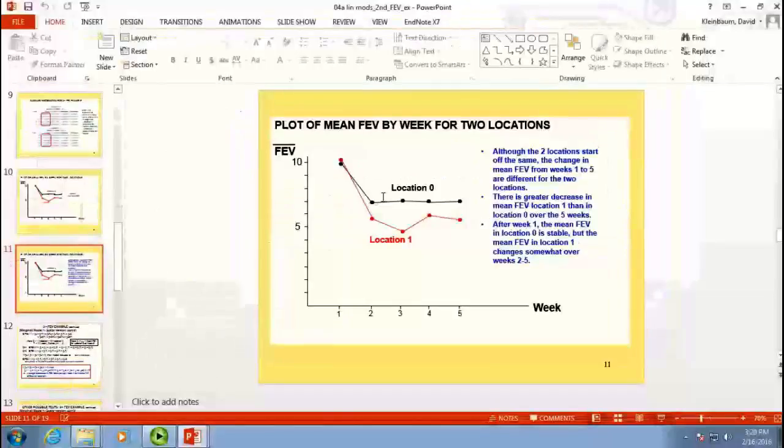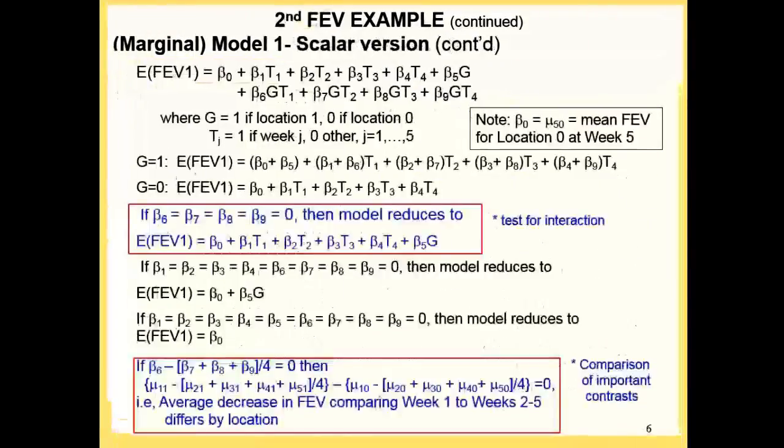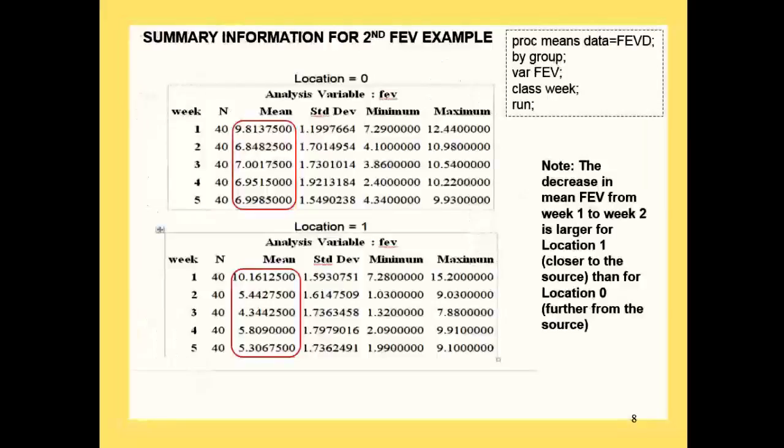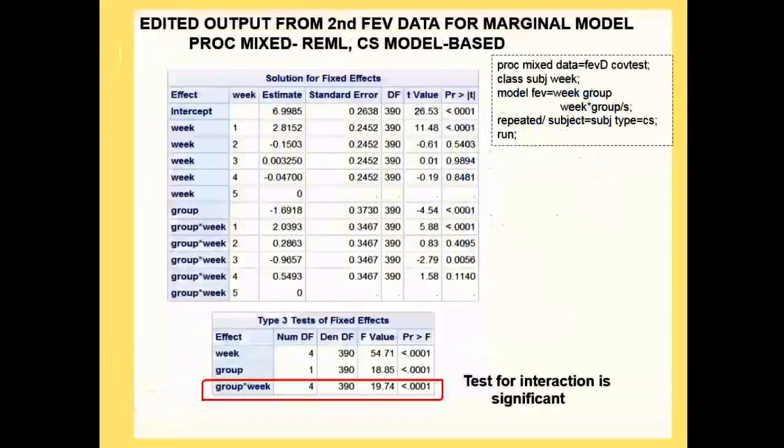For this example, this is what the data looks like. Here's the output when you test whether beta 6 equals beta 7 equals beta 8 equals beta 9 equals 0. Look at the code.